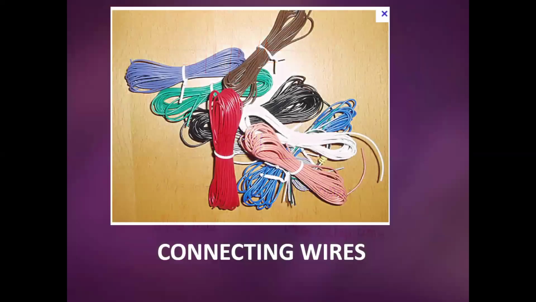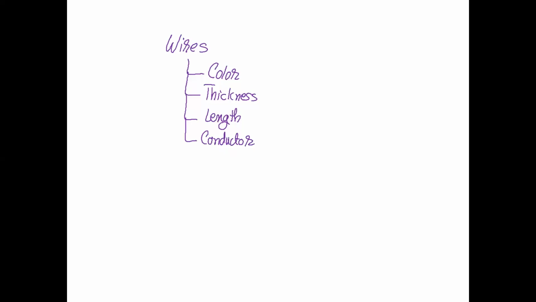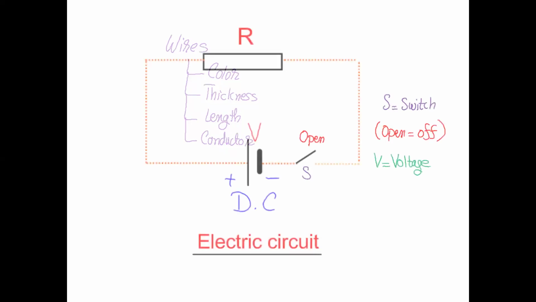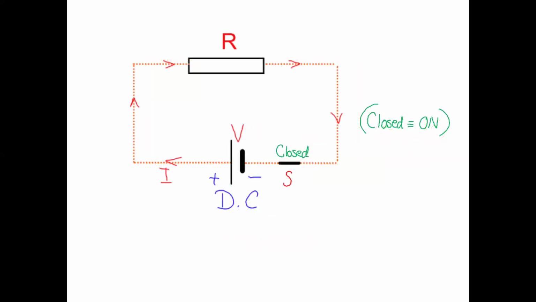Batteries are portable supplies. Then we have connecting wires. They have length, color, thickness, etc. Now, this is a typical electrical circuit. An electrical circuit contains a voltage source. We have a switch. We have a resistor. And when we close the switch, current flows through the circuit.